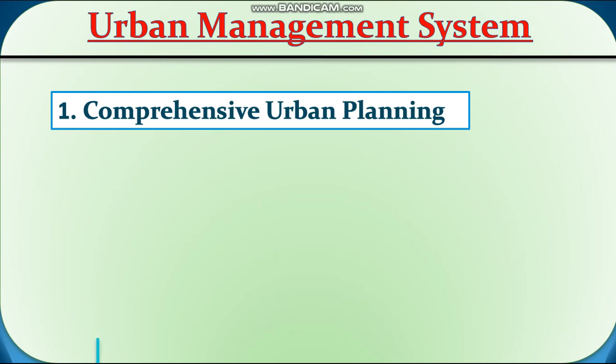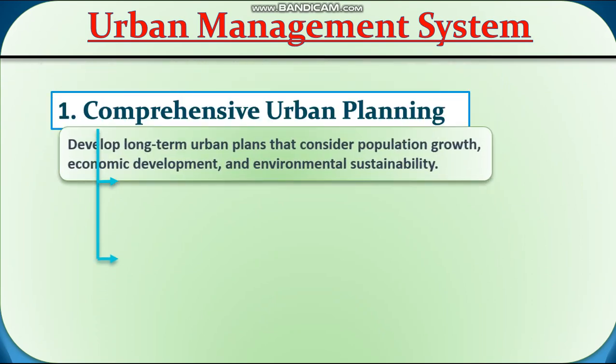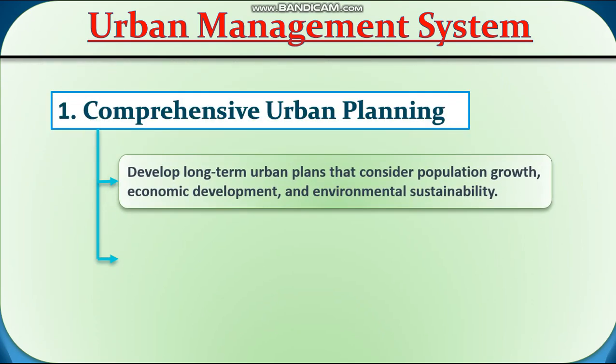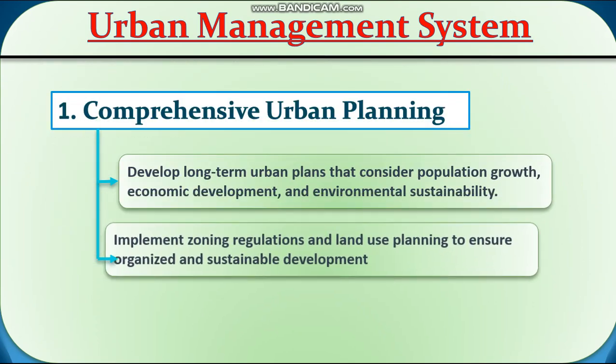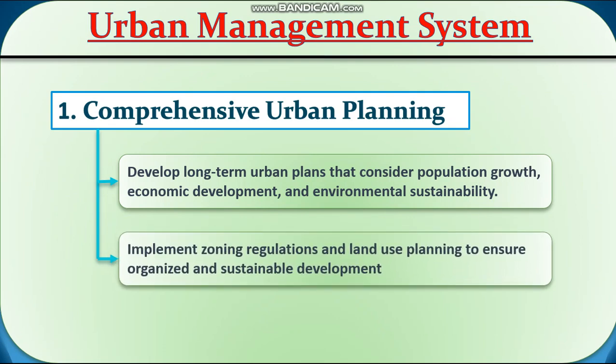Number 1, comprehensive urban planning. Develop long-term urban plans that consider population growth, economic development, and environmental sustainability, and implement zoning regulations and land use planning to ensure organized and sustainable development.